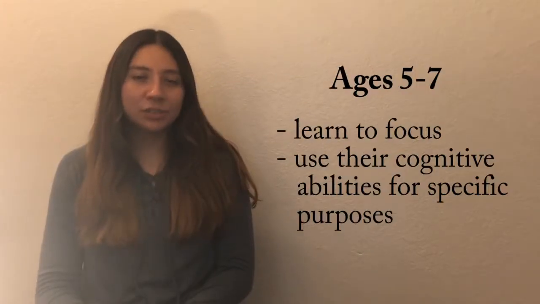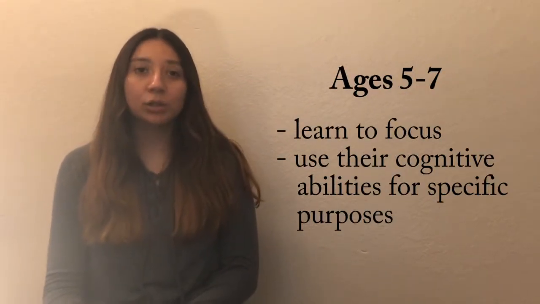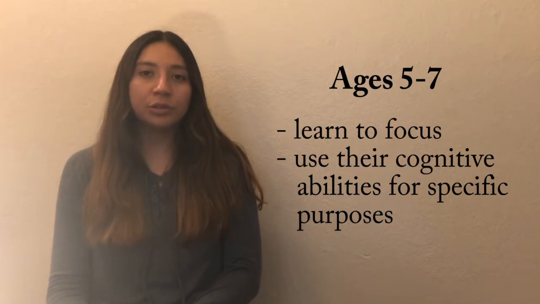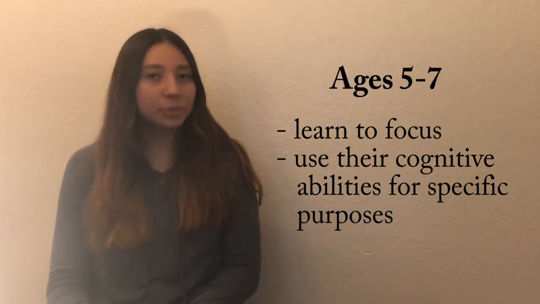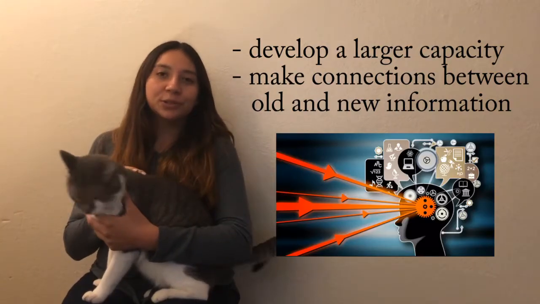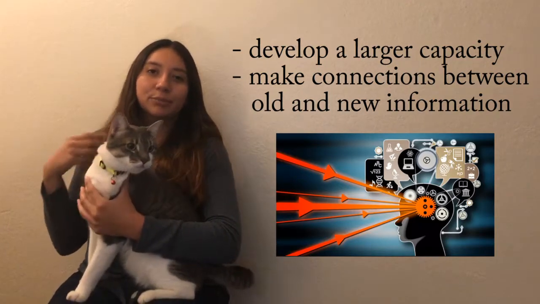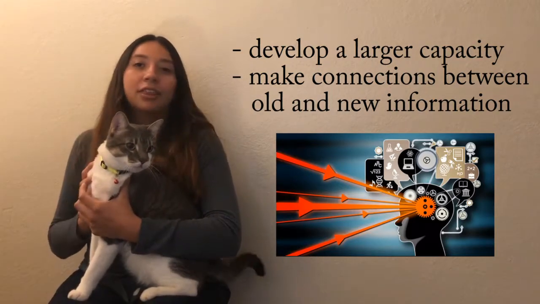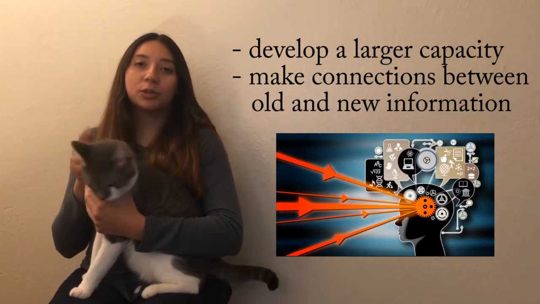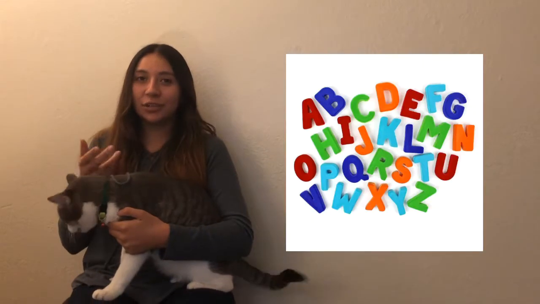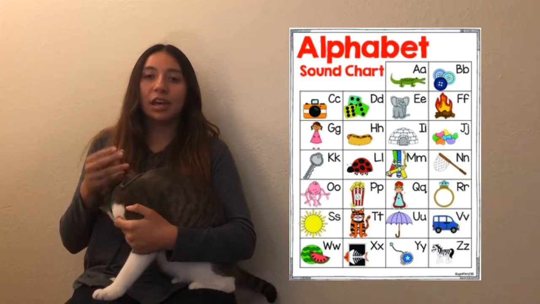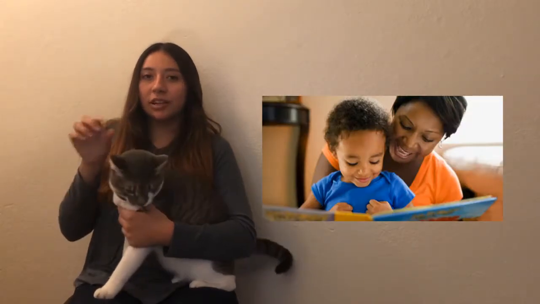So starting at ages 5 to 7, children learn how to focus and use their cognitive abilities for specific purposes. During this stage, children also develop a larger capacity to process information. And because they can process a larger capacity, they're able to make connections between old and new information. For example, children can use the letters that they know from the alphabet and the sounds that they make to start making connections on how to read a word and how to read a book.